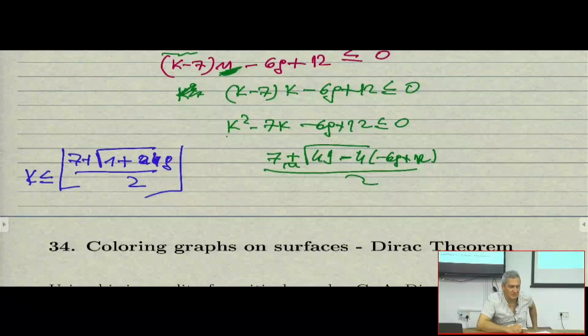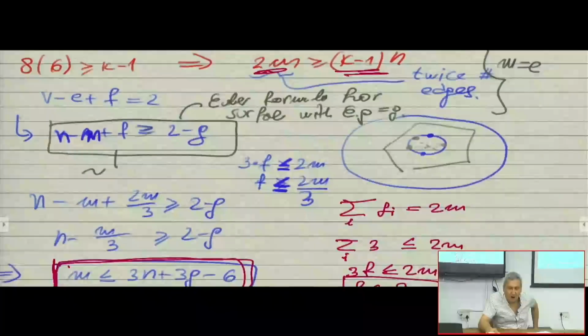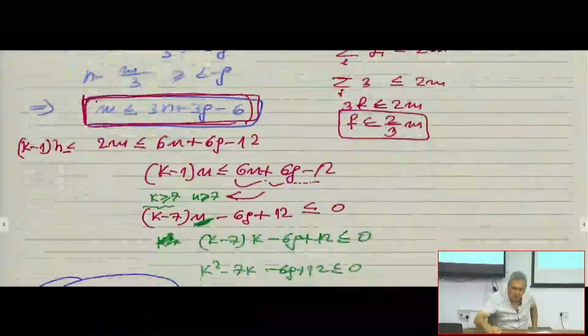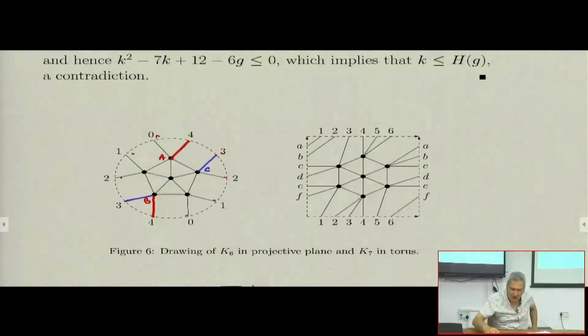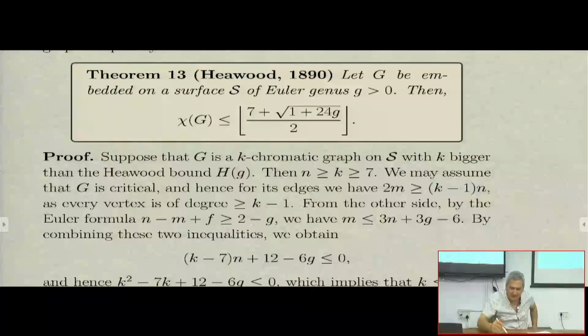This is how it's obtained, and so, okay, this is the bound which Heawood got, the famous Heawood bound, yes. Of course, then there was a question, okay, if we go a little bit back, if G I can draw on S, then this is an upper bound. But is this bound achieved for some graphs?